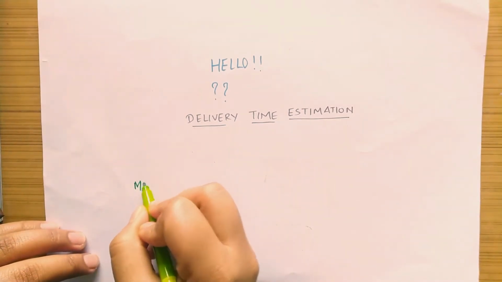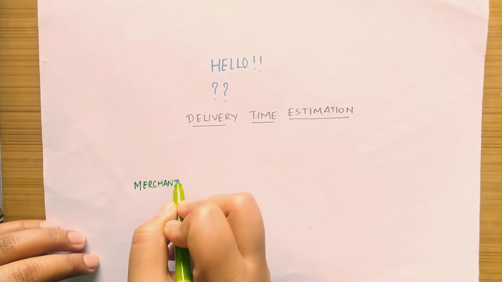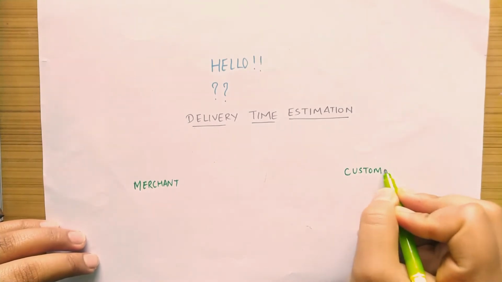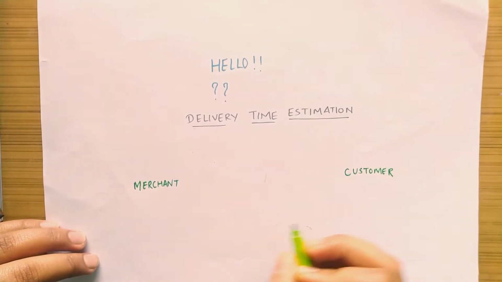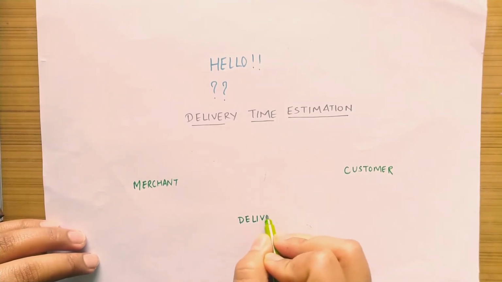The problem here is we want to accurately find out how much time a delivery person would require to deliver the order to the customer. Every one of us wants to know when our food will arrive right after we place the order, isn't it? Or even better if we can know beforehand, right?